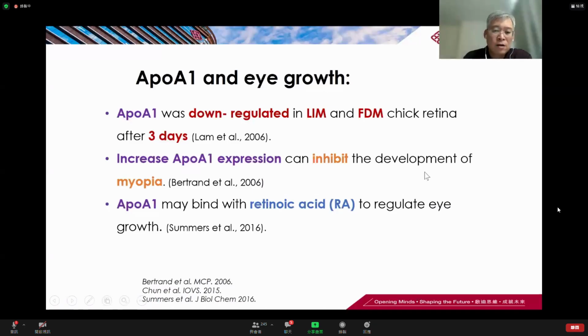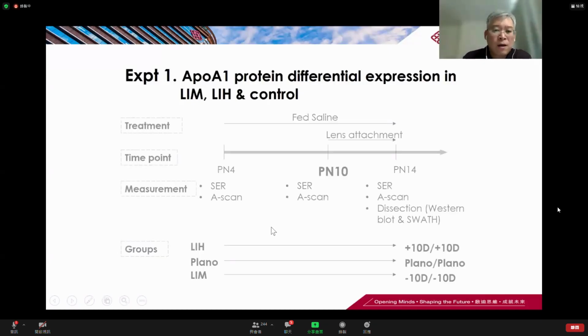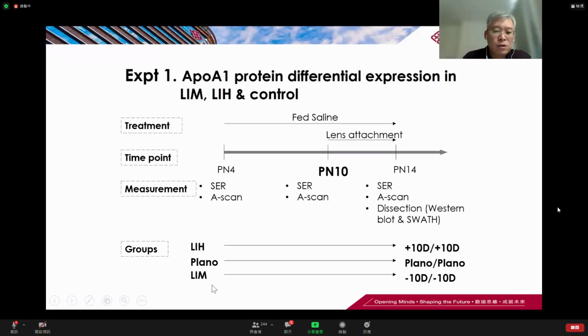Also recently, we know that ApoA1 may bind to retinoic acid to affect its stop signal's downstream physiological response. So when we look at ApoA1, we want to examine how it is being expressed in these models, in terms of LIM and LIH, because for LIH we don't have a lot of published information related to ApoA1 expression. So we have 3 groups of animals: LIH, plano, and LIM, which were +10, plano, and -10 respectively. We observed them for 4 days.